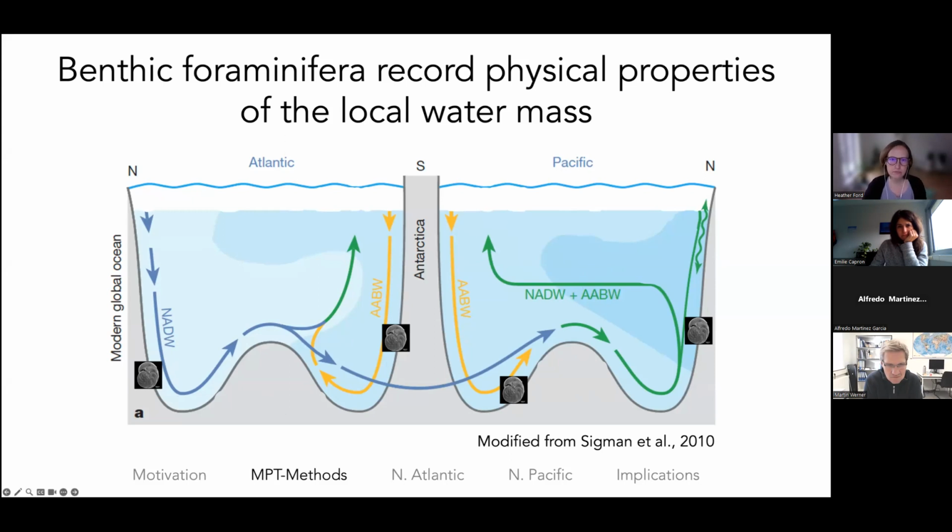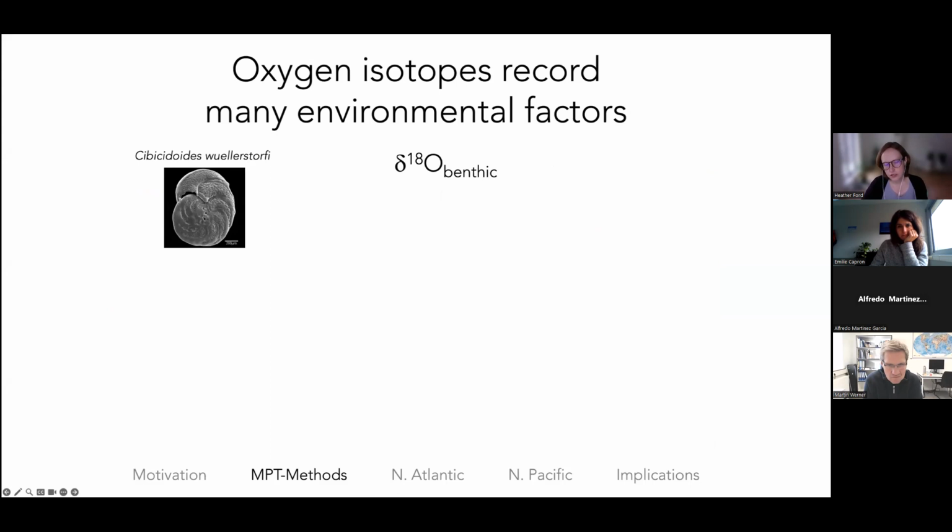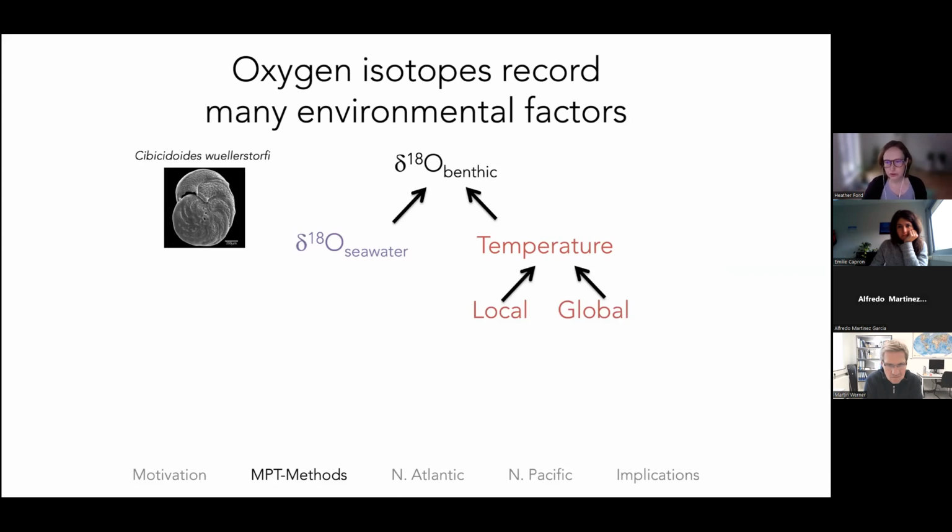It's giving you both the physical properties of the water mass itself, but also the spatial extent of those water masses. And so one of the challenges, if you're just looking at benthic oxygen isotope values, is that they record many different factors. If we look at a benthic oxygen isotope value, it is a reflection of the delta 18O of seawater and temperature. And the temperature is a reflection of local signals, so which water mass is there? And global signals: are we in a glacial? Are we in an interglacial?